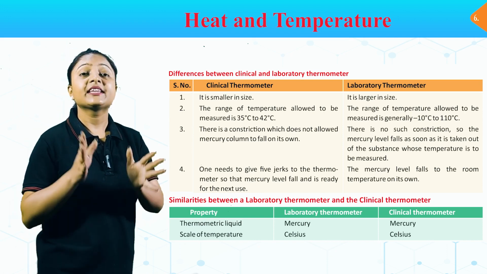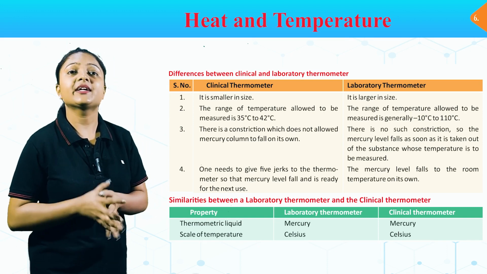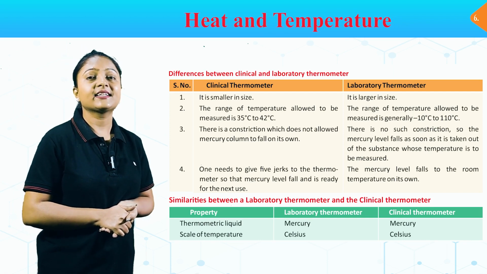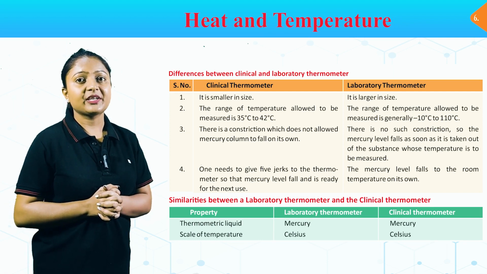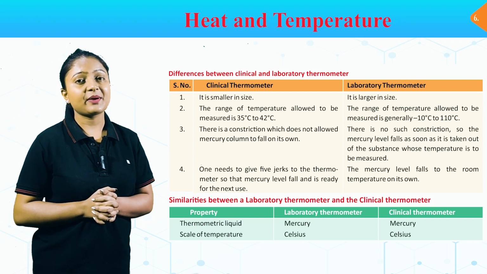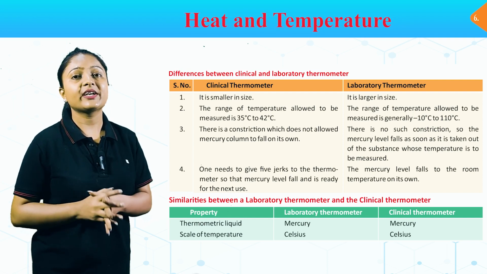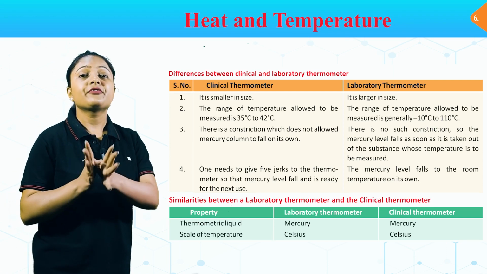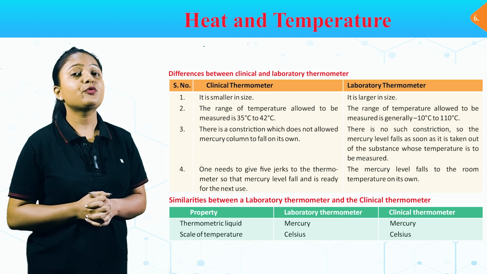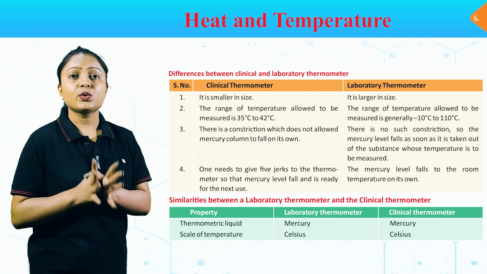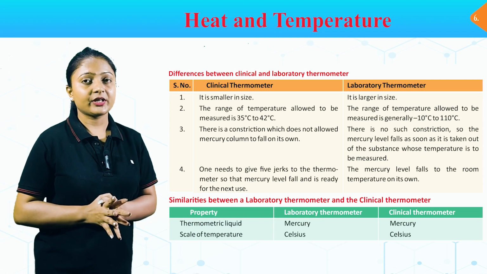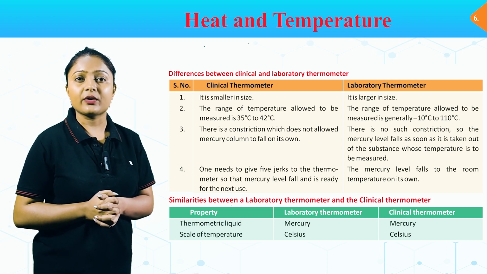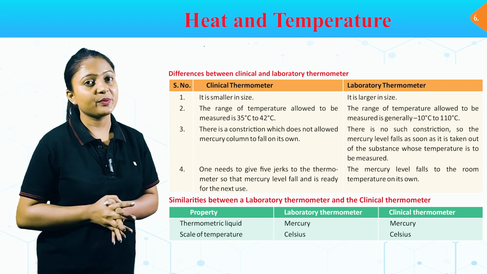Clinical thermometer: the range of temperature that can be measured is 35 degrees Celsius to 42 degrees Celsius. The range of temperature in a laboratory thermometer is generally minus 10 degrees Celsius to 110 degrees Celsius. In a clinical thermometer, there is a constriction which does not allow the mercury column to fall on its own. There is no such constriction in a laboratory thermometer, so the mercury level falls as soon as it is taken out of the substance whose temperature is to be measured.